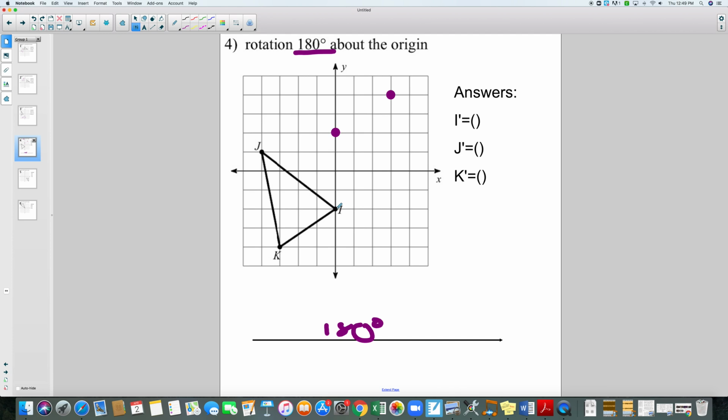For J, from I it is 1, 2, 3. 3 from I, we'll go in the opposite direction from this point, and then it is 4 over. So from this I, let's go down 3: 1, 2, 3, and then over 4. Now let's connect our dots.